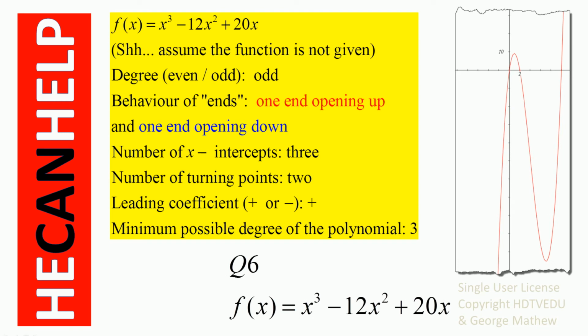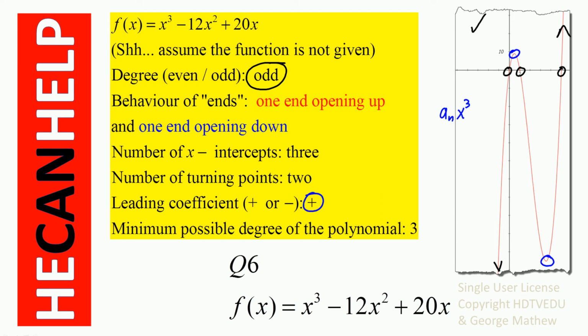Next is f of x equals x cubed minus 12x squared plus 20x, and we get this curve. So based on just that curve, what do we see? What is the degree of the polynomial? Odd. What is the behavior of ends? One end is pointing up, the other end is pointing down. Number of x-intercepts? 1, 2, 3. 3 x-intercepts. Number of turning points? Number of turning points is 1 and 2.